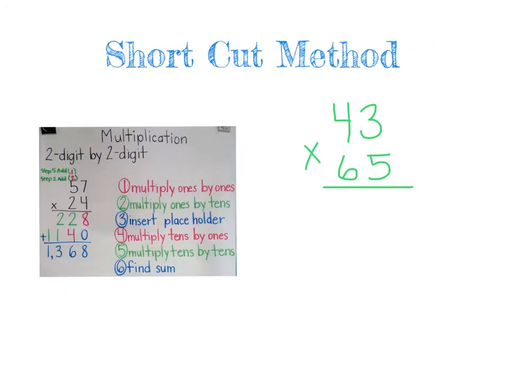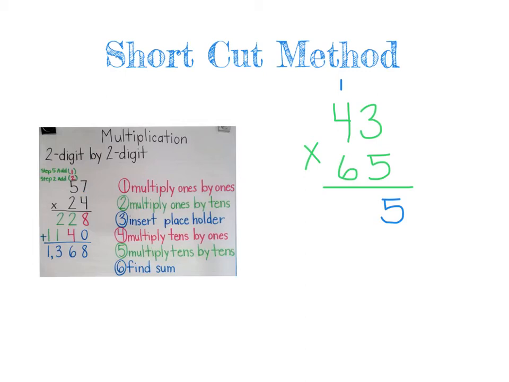Now let's look at the shortcut method. My problem here is 43 times 67. For this problem, I'm going to use this helpful anchor chart that I have to the left, which gives me step-by-step how to solve the shortcut method. So the first step says multiply the ones by the ones. So that's that ones by the ones. So I'm going to multiply 5 times 3, which equals 15. I made a new 10, so I'm going to put that above my 4.